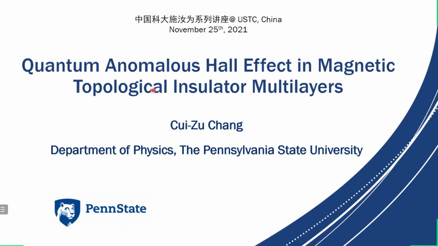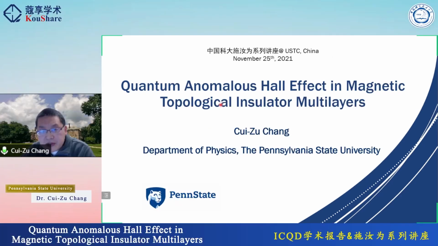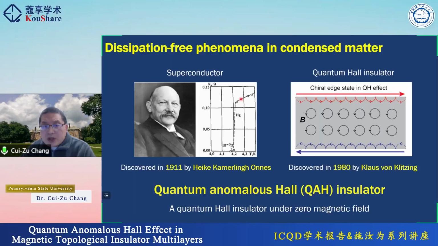So the title of my talk is quantum anomalous Hall effect in the magnetic topological insulator multilayers. So let's start with the dissipation-free mirrors in condensed matter physics. You know, according to Jinhua's suggestion, I try to make my talk as simple as possible.